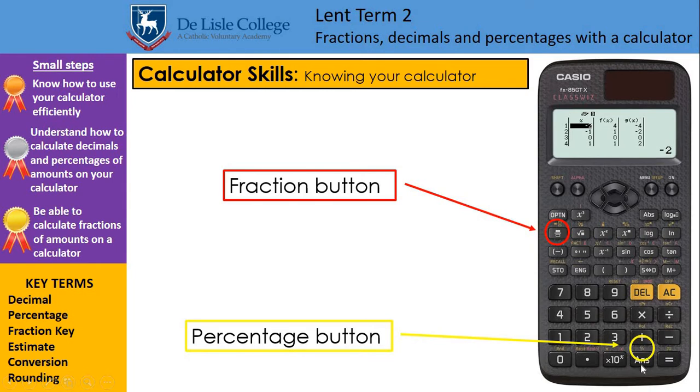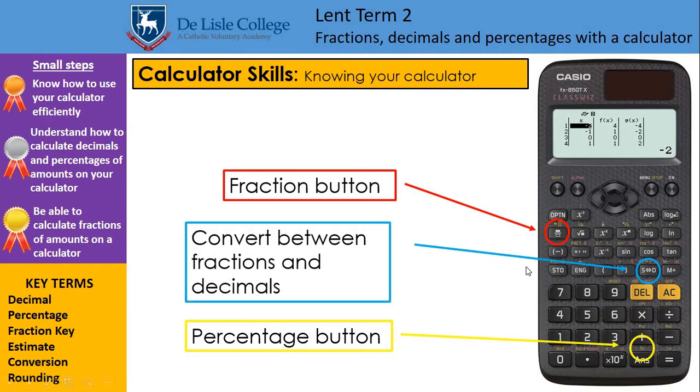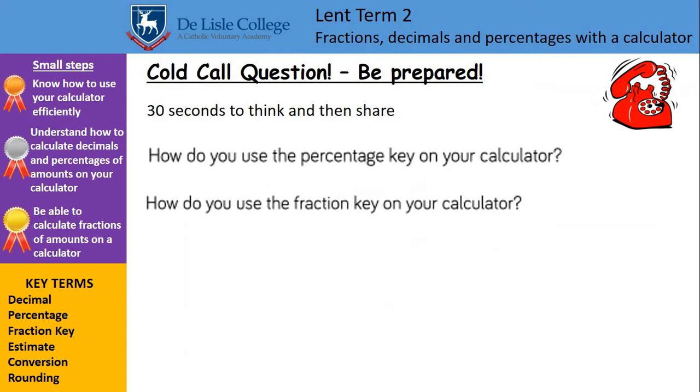You'll notice it's above the answer button and it is in yellow font, which means you're going to need to press the shift button in order to be able to access that percentage button. And then finally there is this useful button here, which is kind of an S and then some arrows to a D, and this converts your answers between fractions and decimals.